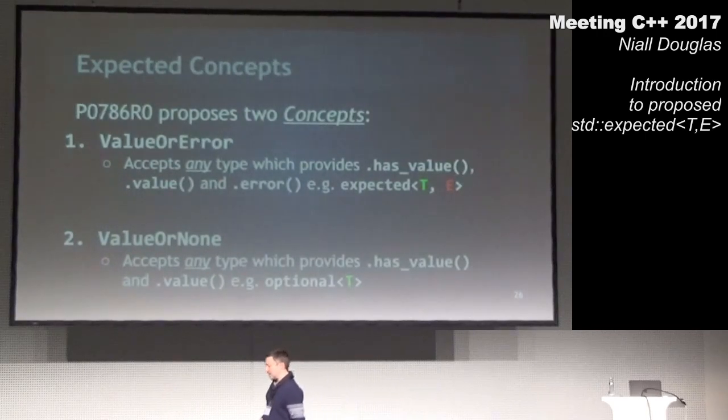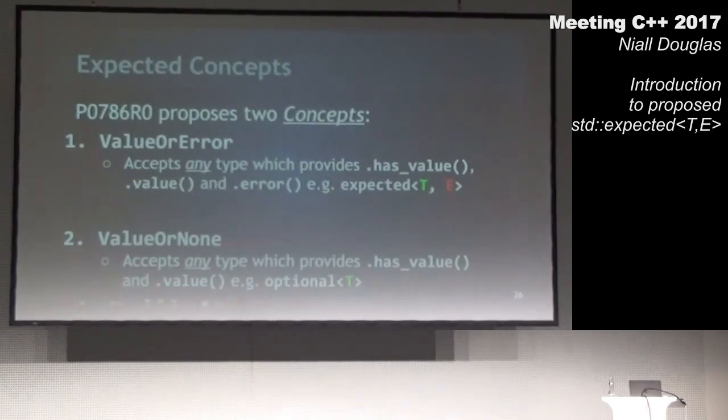So the two concepts that are proposed by the paper are really, really super simple. You have a value or error concept, and this accepts any type which has a .hasValue observer, a .value observer, and a .error observer. And the classic one there is expected T. It doesn't matter what it is. You just say, feed it that, and it'll automatically recognize it.